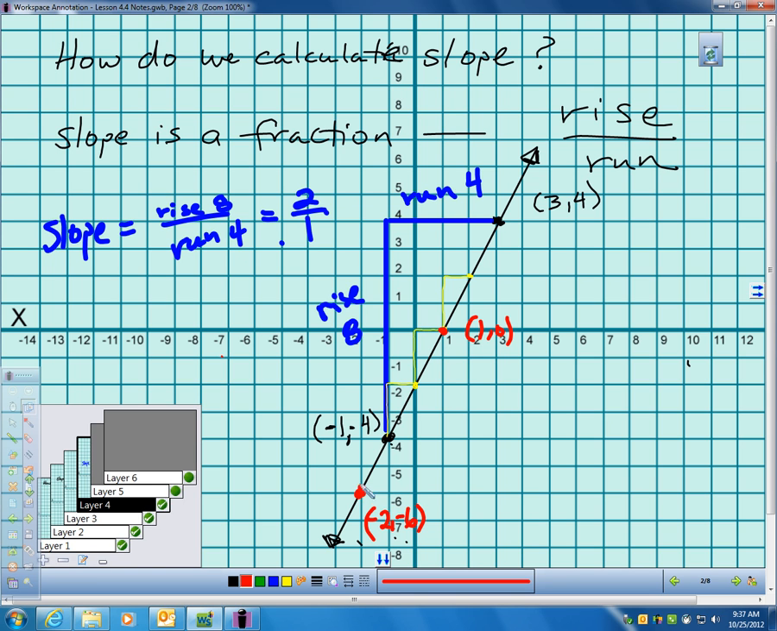I have to rise 1, 2, 3, 4, 5, 6, so I rose 6. And I run 1, 2, 3. Well, isn't 6 over 3 still equal to 2? I hope I'm making sense that it doesn't matter which 2 points I pick on my line, I will always find a rise to run ratio of 2 to 1. Okay? Let me erase these other things.